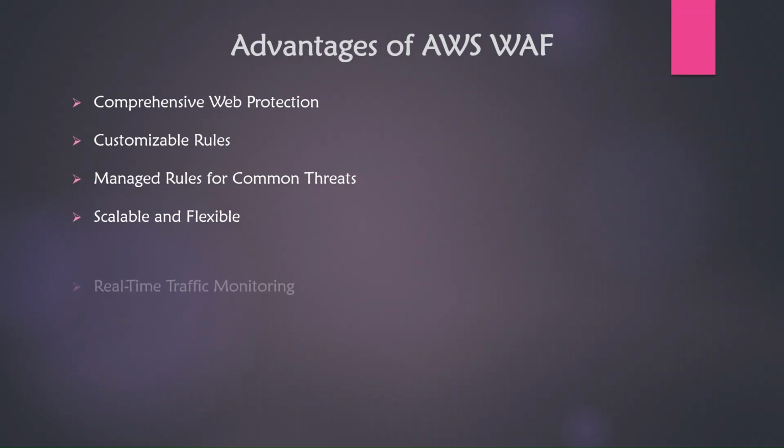Real-time traffic monitoring. It provides real-time visibility into traffic, including allowed, blocked, and counted requests. For example, if a news website sees a spike in blocked requests, it might indicate a potential DDoS attack. Logs from AWS WAF can help the admin investigate and mitigate the threat. So these are the advantages of AWS WAF.